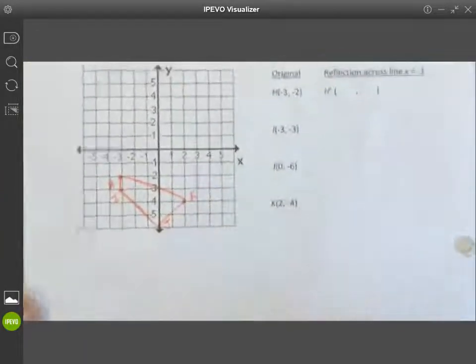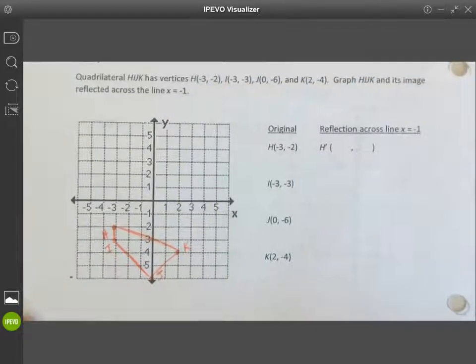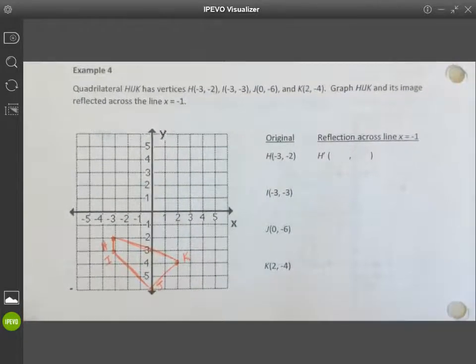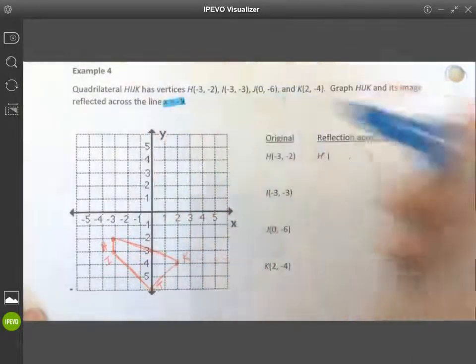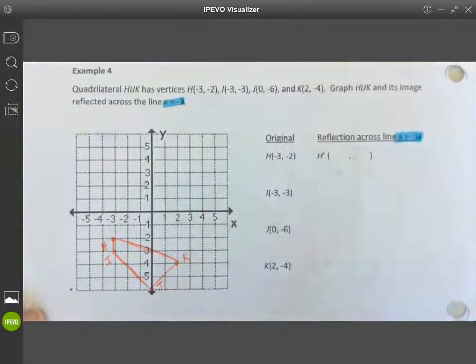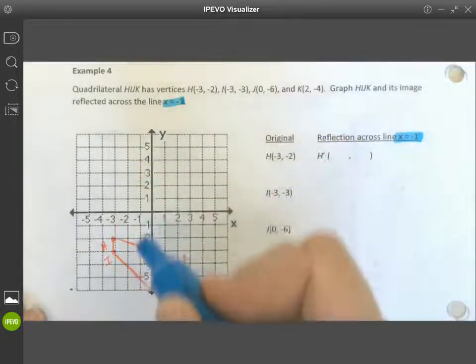Okay, here's my image. Do you agree with me? Yes? Fabulous. All right, where are we reflecting this one? Well, it has to say x equals -1, right? So it's a reflection. Now, where are you telling me x equals -1? So you're telling me over here?